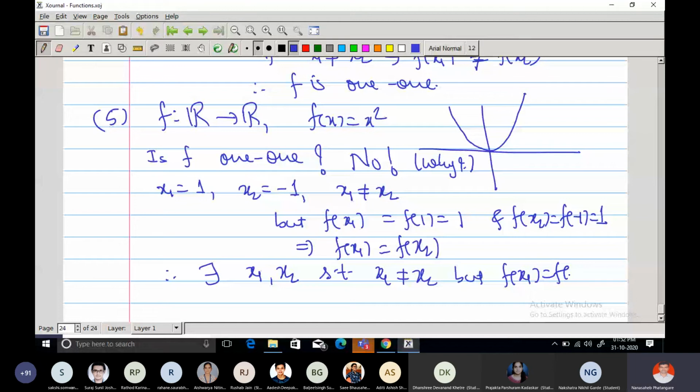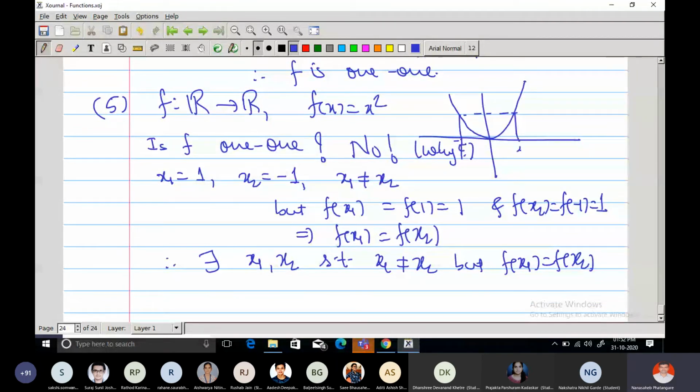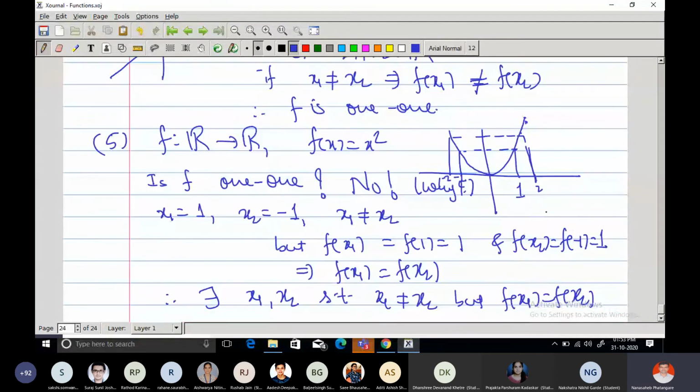Basically, what is happening? -1 is here, right? And 1 is here. The value at 1 is 1, and the value at -1 is 1. Same thing at -2, correct? Same thing is happening at 2 and -2, correct? So there are many elements which are unequal, but the values are the same. So this is not a 1-1 function.